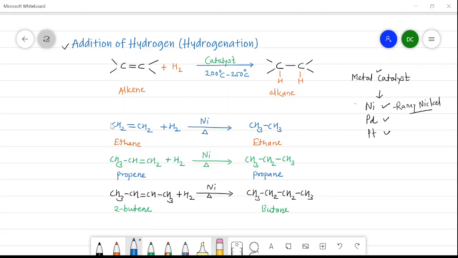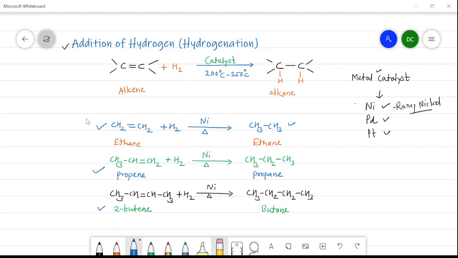Now see the chemical reactions, or a general reaction. Ethene gives ethane, propene gives propane, 2-butene gives butane. We just have to add 2 hydrogens across the double bond so that we get the corresponding alkanes. The actual process is as follows.